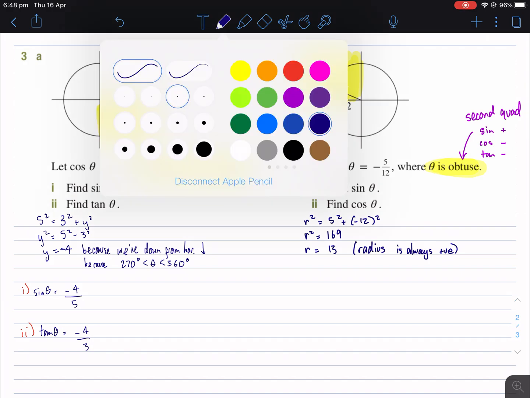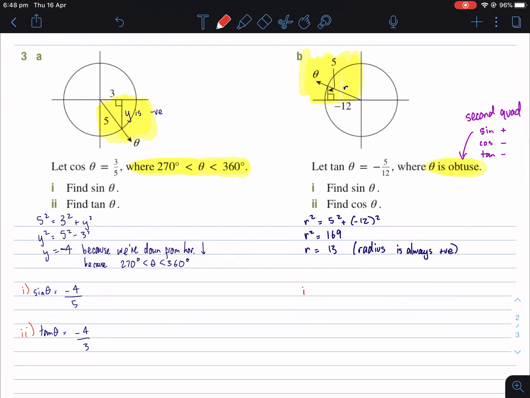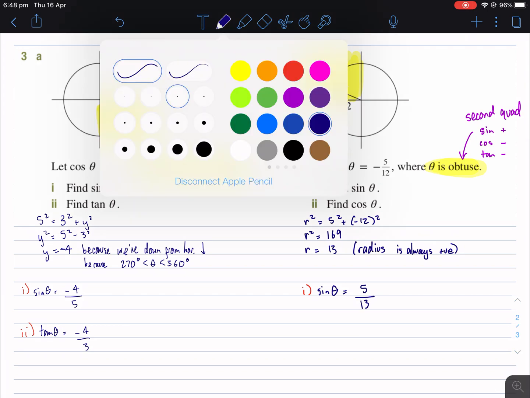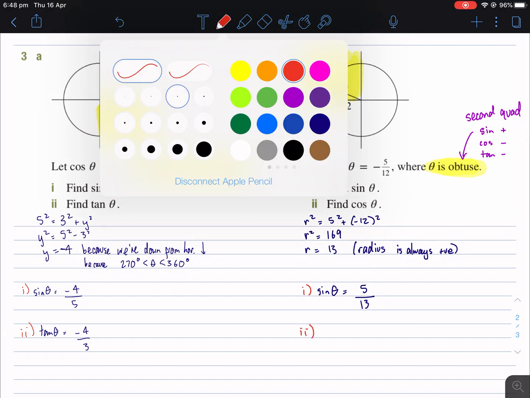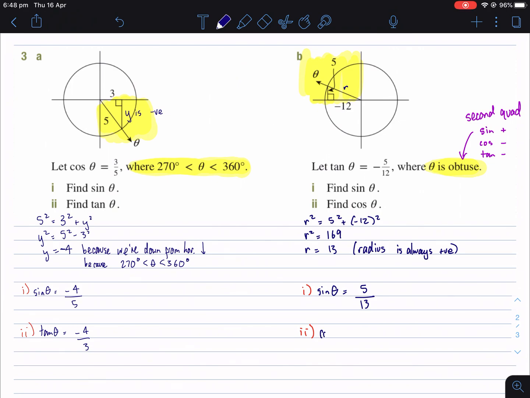Okay, so for number 1, if we have a look at this triangle, we know sine theta is opposite over hypotenuse, and we know the opposite is positive 5. We know the hypotenuse is 13. And number 2, when they want cos theta, it's adjacent over hypotenuse. We know the adjacent is negative 12. We know the hypotenuse is 13.